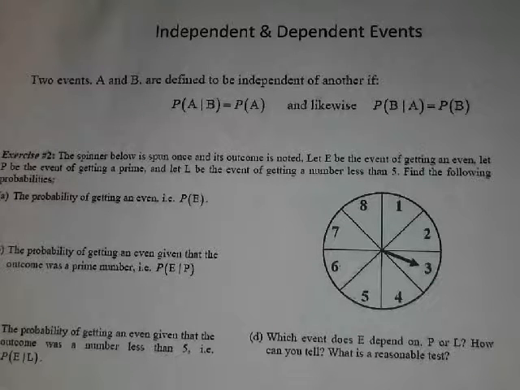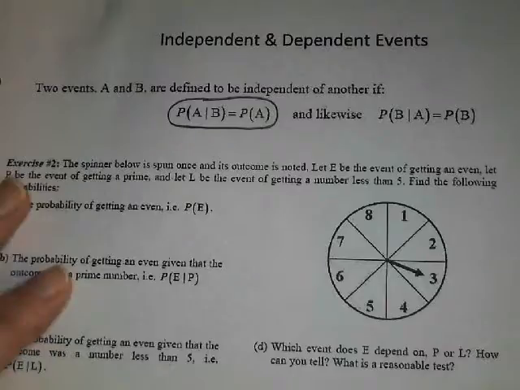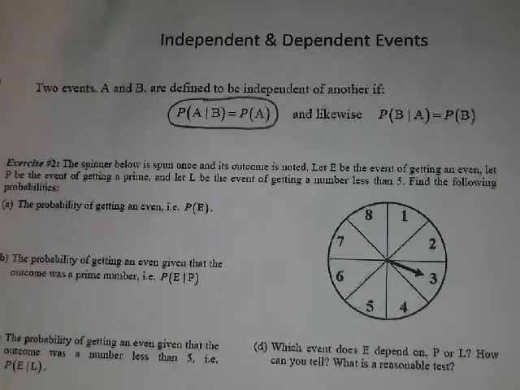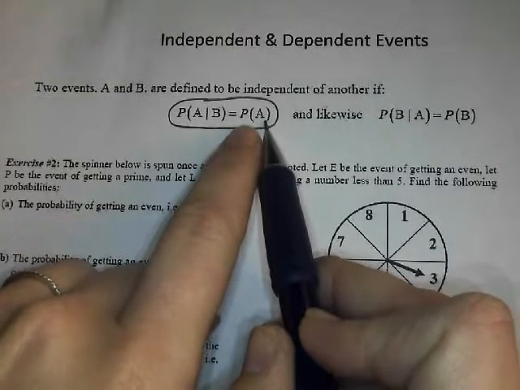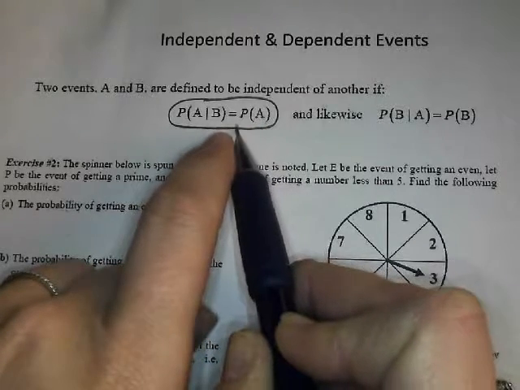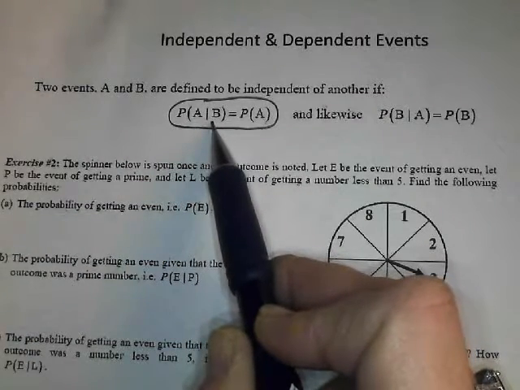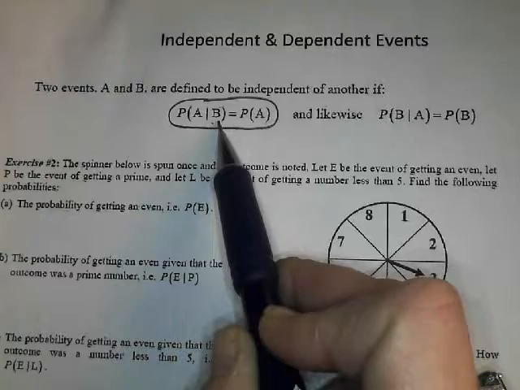So at the top of this, I have two definitions of what it means to be independent. We really only need one of these, okay? If two events are independent, then the probability of A happening by itself will be exactly equal to the probability of A, even if you restrict your population to B, A given B, okay?